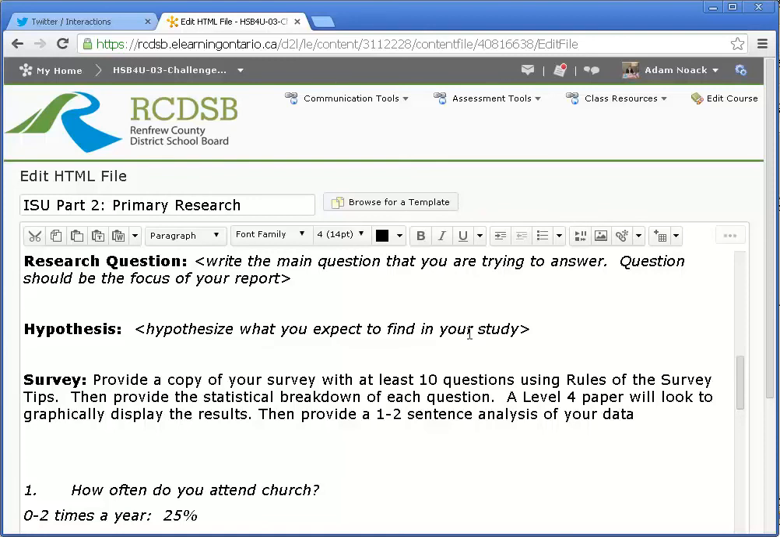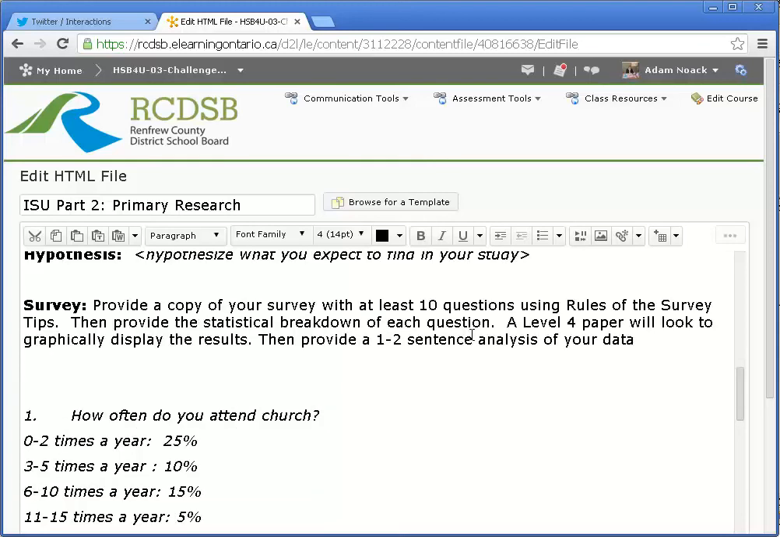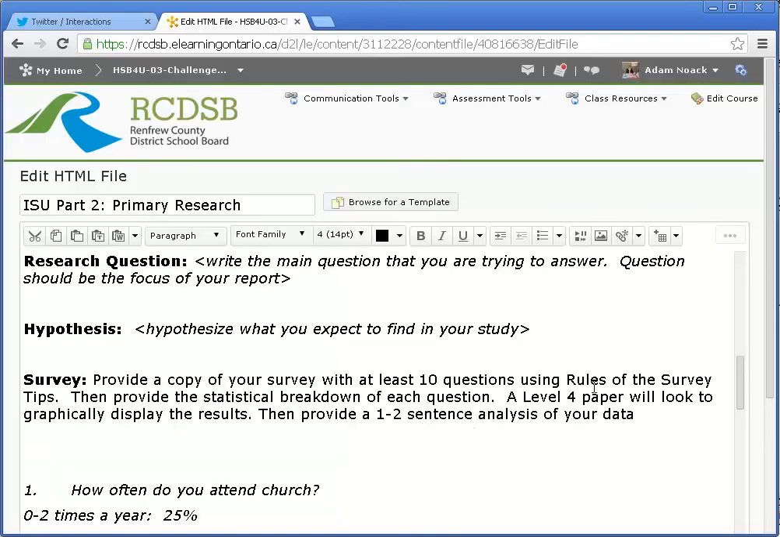Hypothesize, so just state what you expect to find. I know some of you will do that afterwards, and I'm okay with that. And then the survey, I want you to provide a copy of your survey with 7 to 10 questions using the rules of the survey, and I'll post that shortly.